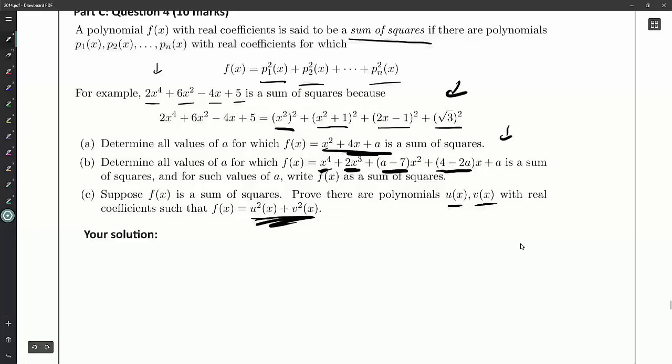Okay. So, C part. Suppose we got a sum of squares. Show that it can be just a sum of two squares. Okay. So, what can we do?